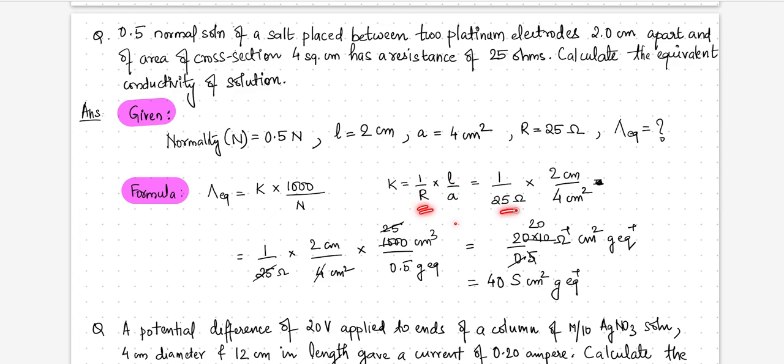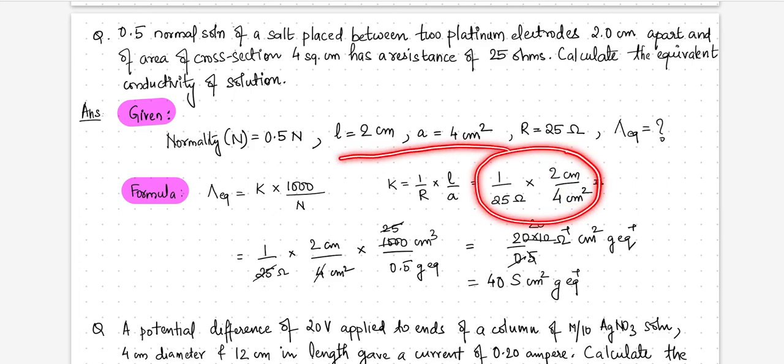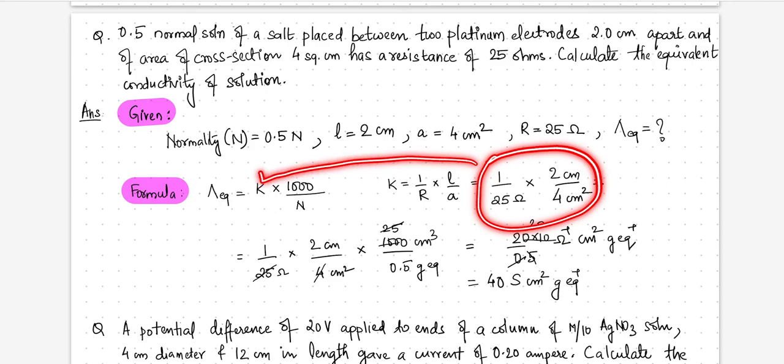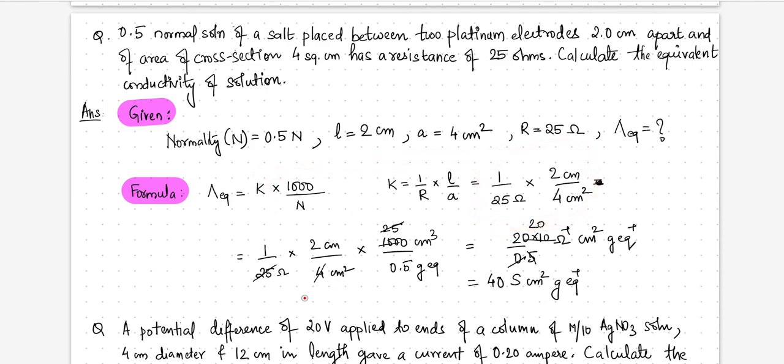R is given to be 25 ohm. L is given to be 2 centimeter, then 4 centimeter square. You can put this whole thing here as the value of K. So this whole value as such you can put in as K. So that is what I have done here.